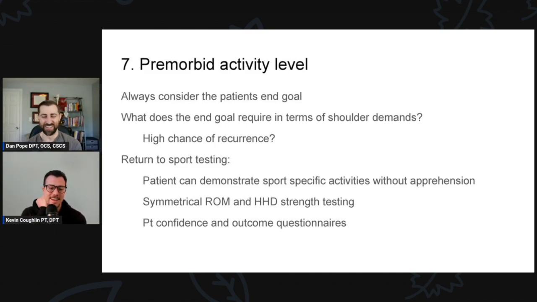Always. Yeah, and then the seventh key here is they focus on the pre-morbid activity level. So what is the patient's primary goal? What are they trying to get back to? And then, I think this is the most fun part of PT, just bridging that gap from where they are when they come to see you and what their end stage activity looks like. What are they doing on the field?